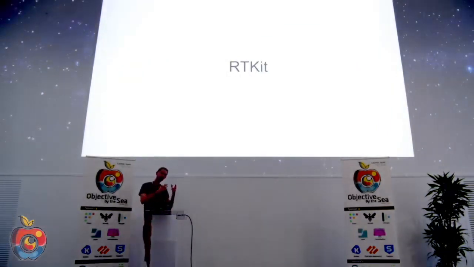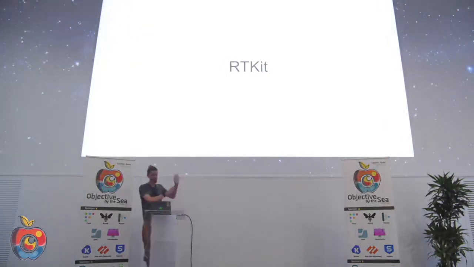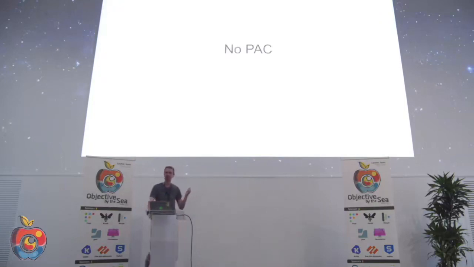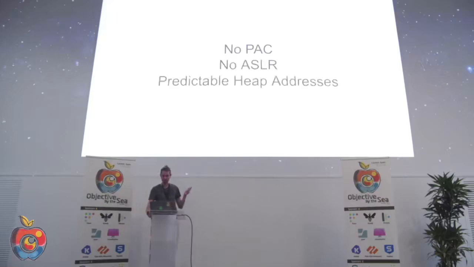And for the purposes of this talk, the thing which is most interesting is that unlike those bigger cores that we saw earlier on the M1 and the A14, this one, RTKit, has no pointer authentication. It has no address space layout randomization. It has predictable heap addresses.